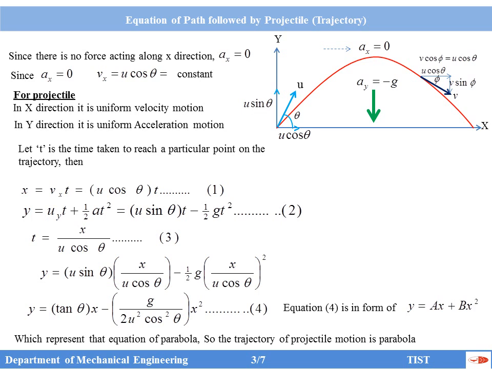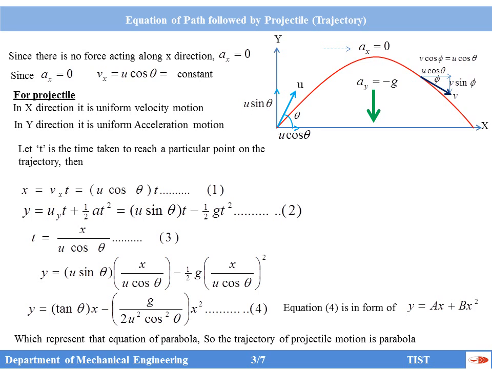Now how is v cos phi equal to u cos theta? Because the x component of velocity is always u cos theta. That's why I put u cos theta there. Got it? So you should remember v cos phi equals u cos theta, or remember it like this: at any point in projectile motion, the x component of velocity is always u cos theta.